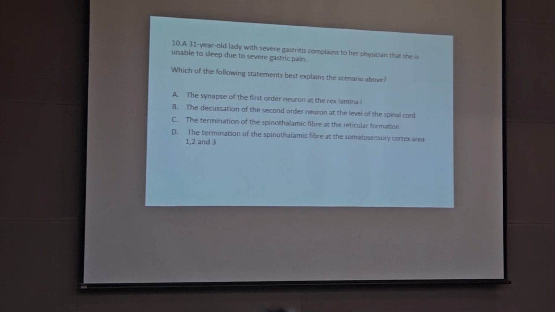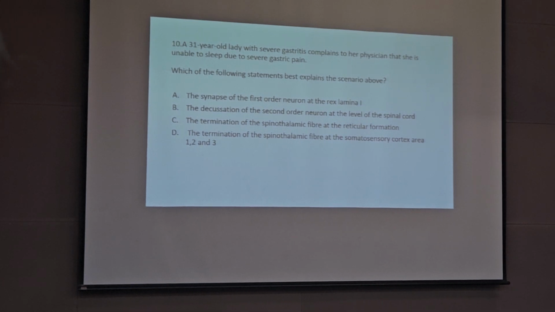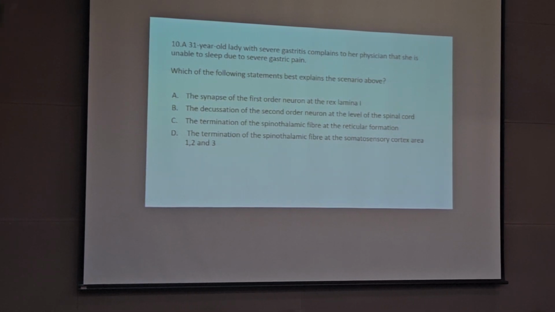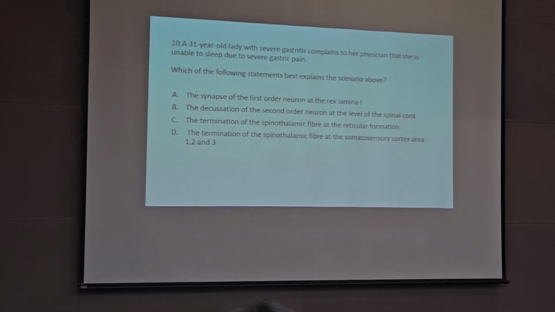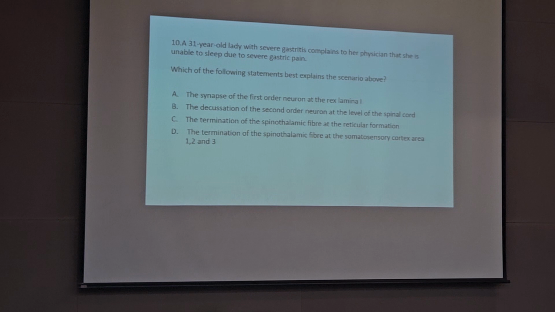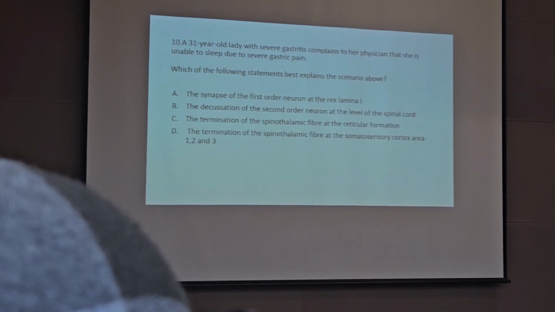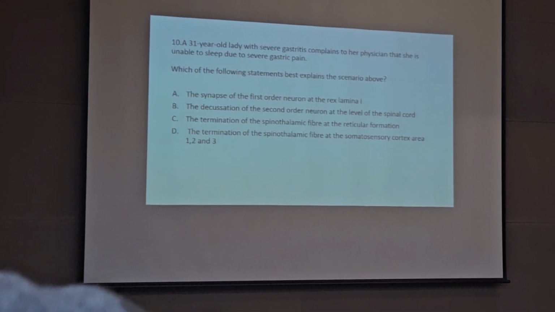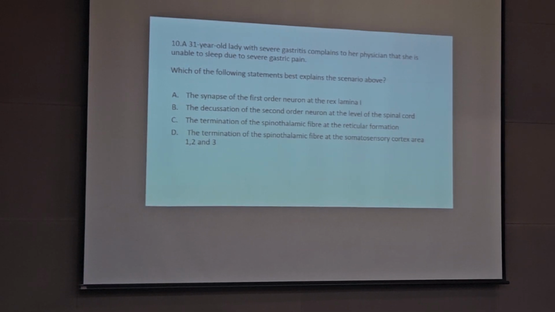Then the last question. A patient with severe gastric complaint. Termination of the spinothalamic fibers. Cannot sleep because of severe gastric pain. So what type of pain is gastric pain? Sharp pain or slow pain? It is slow, aching pain, internal organ pain.